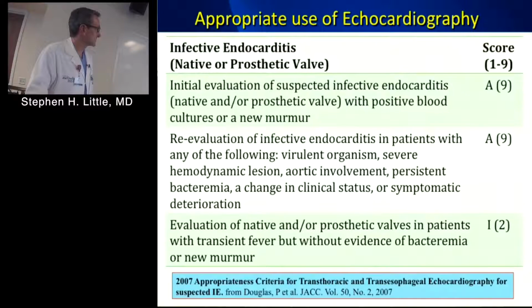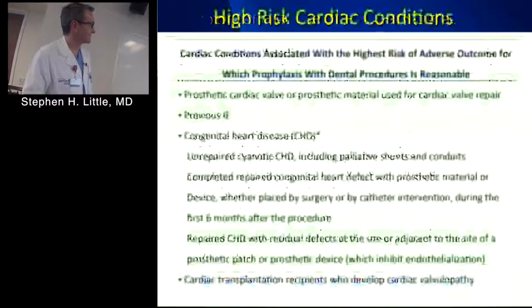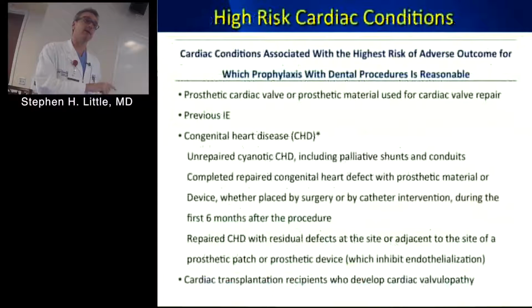All right. So the high-risk conditions to get endocarditis: any prosthetic material, we've talked about that. Anybody who's already had endocarditis is clearly at risk to get it again. And then really unrepaired congenital defects or devices. So this is the big category.